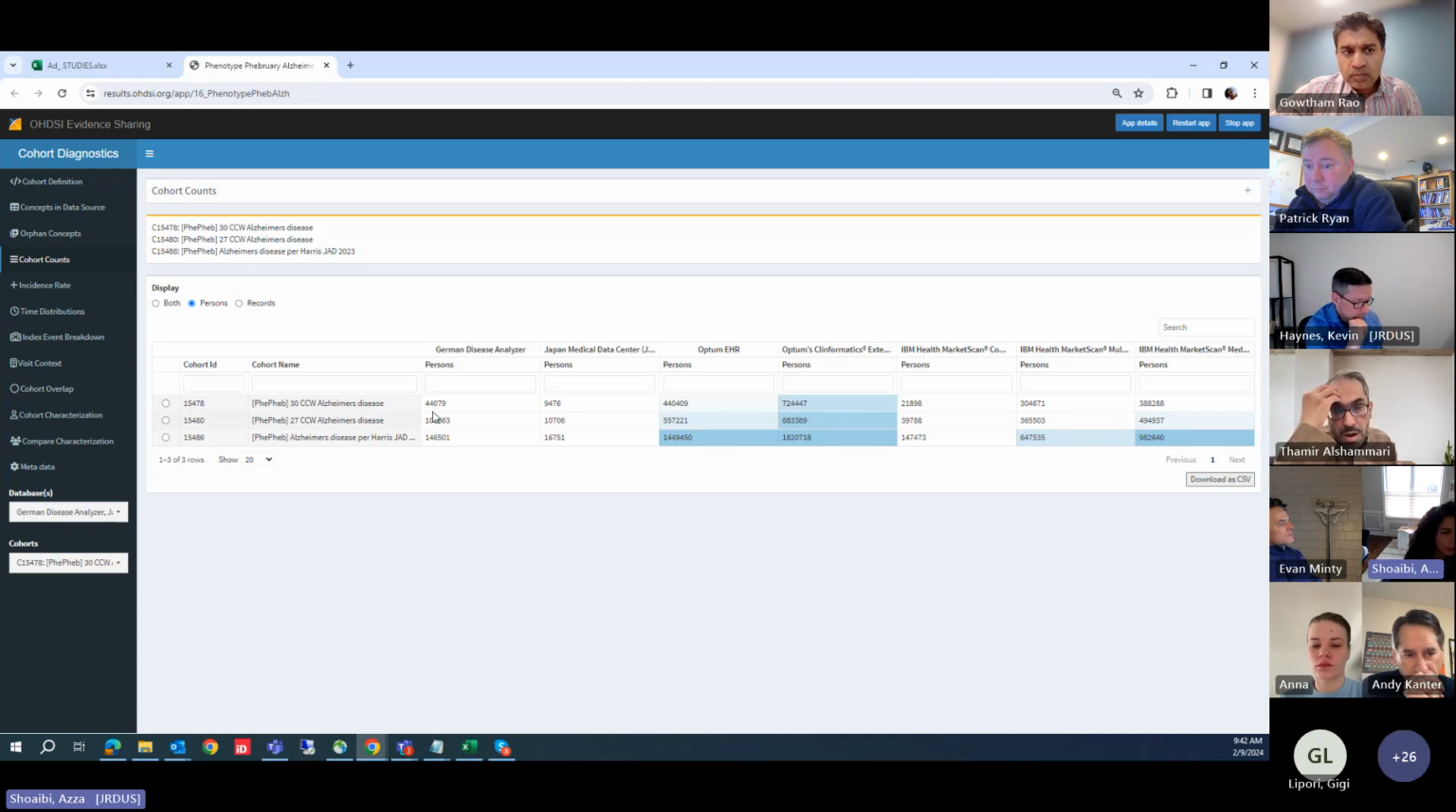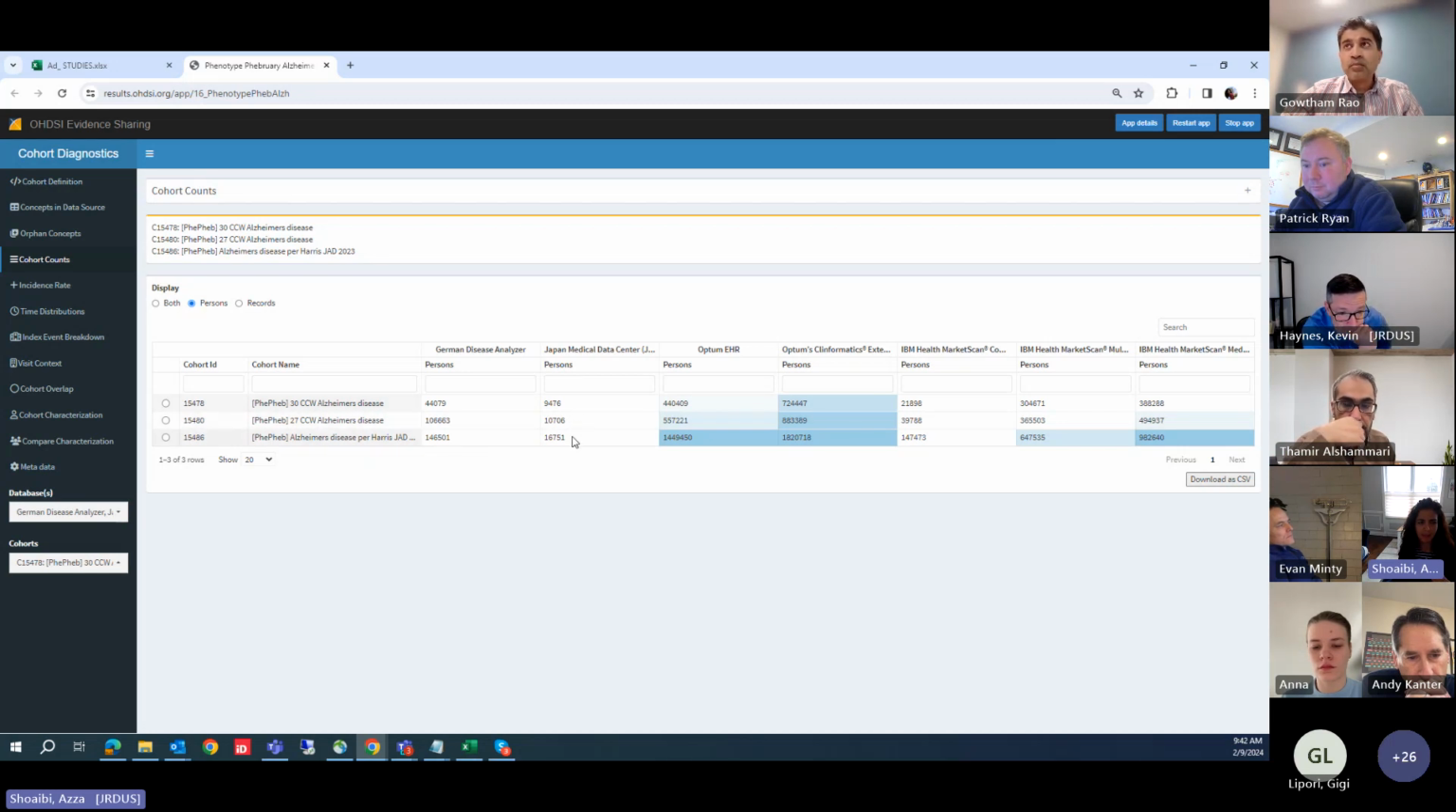I'm capturing about 44,000 patients. You can see that now the number goes up to 106 patients once I go to 27 CCW. That's the difference between a 2 code and a 1 code in Germany. And now I see that I jump up to 146,000 if I use the Harris algorithm. So that is a big jump in terms of counts. That's not always the case. So I'm going to go to Japan, which is the second data source here.